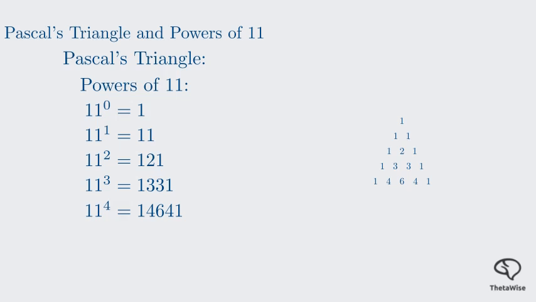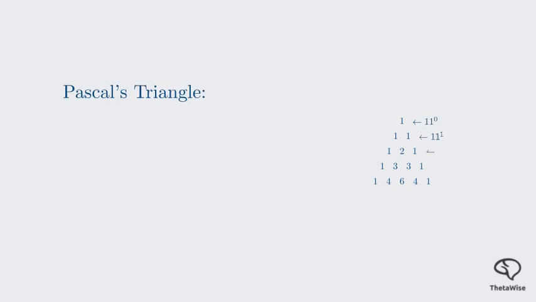The first row is 1. The second is 1, 1. The third is 1, 2, 1, and so on. This is a beautiful example of how different areas of mathematics are interconnected. It's a wonderful pattern to observe.